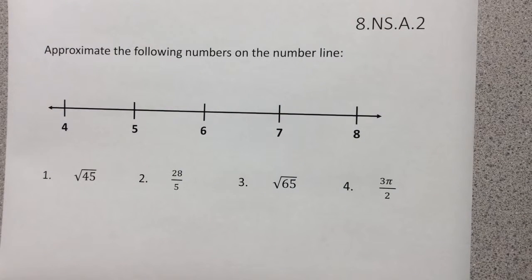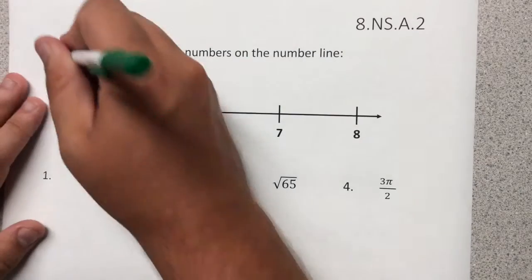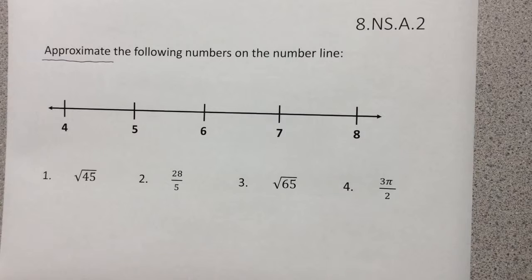Okay, so now we are going to talk about how to approximate numbers on a number line. So we have an idea here of what is a rational number and an irrational number, but again, we should be able to approximate or take a very good guess on where these numbers would be without using a calculator. Because we're approximating, we're not as concerned about what the exact number is, but we want to get as close to what that exact number would be as possible.